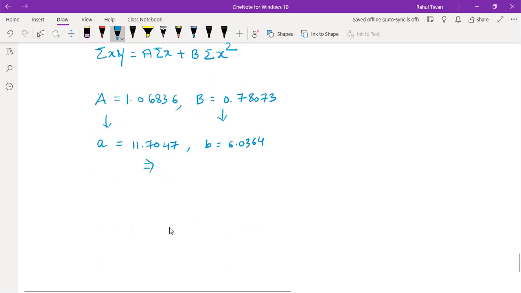Your model is going to be y is equal to 11.7047 into b raised to x, so 6.0364 raised to x.